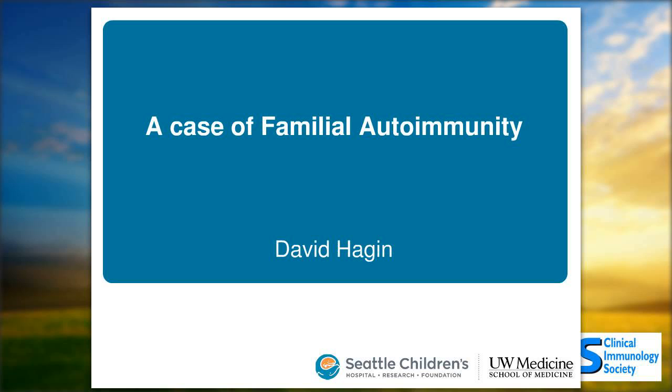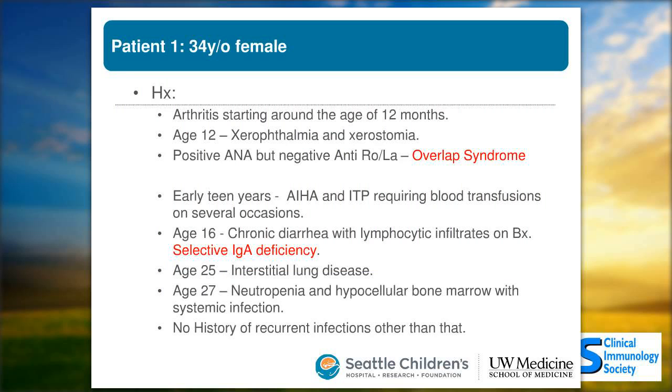And it's kind of a retrospective case because by the time we saw this patient, they were already adult patients. So it was going back and digging through their chart to get information on how things had developed. So the first patient is now a 34-year-old female, and she has quite an impressive history of autoimmunity. She started very early, at around the age of 12 months, first with arthritis.